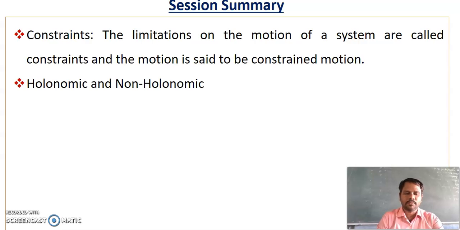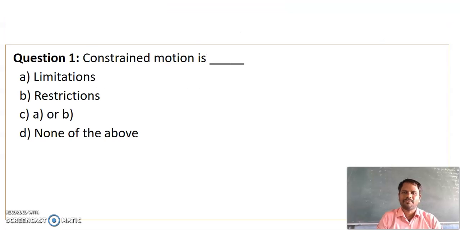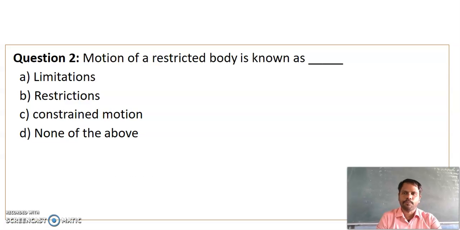So now let's have a small MCQ. Question number 1. Constrained motion is a limitation or a restriction of A, or B, or none of the above. You know that it is a limitation or restriction, so the answer is C, A or B. Question number 2. Motion of a restricted body is known as, you know that it is a constrained motion.